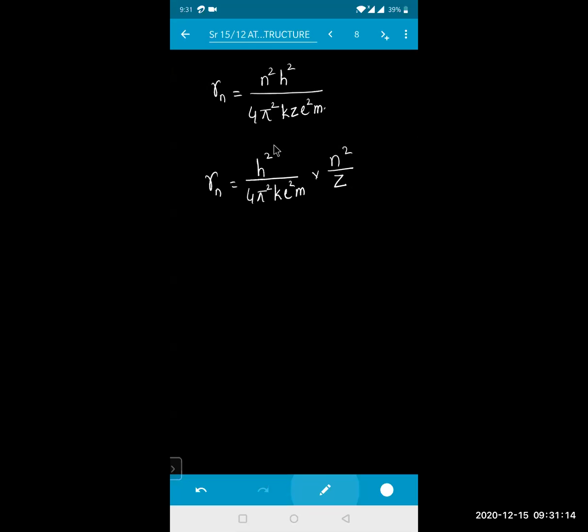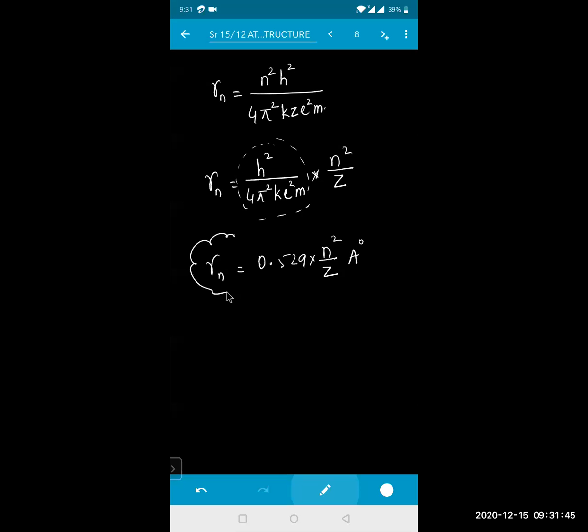Okay, so if I simplify the total value of this one, because I know all the values in this now beta. I know the values: Planck's constant value we know, pi square value we know, k value we know, charge of electron we know, mass of electron we know. If I simplify all this part of the relation, I'll be getting the radius of the nth orbit is equal to 0.529 into n square divided by Z. The unit for this one is angstrom.